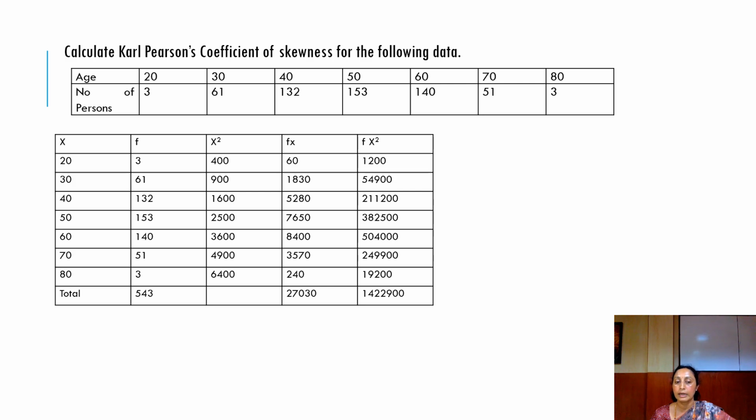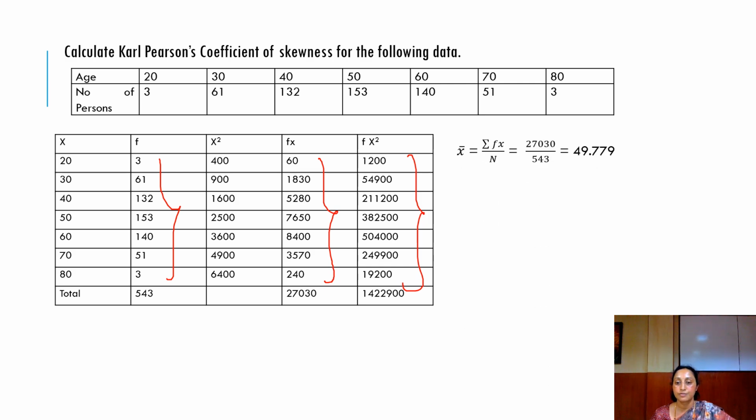Here let us construct a table with x, and f, the number of persons, that is the frequency. Let us find x square, that is 20 into 20, we get 400. 30 into 30, we get 900. Like that, let us find x square of each individual x value, and then multiply f with x and construct a column for f into x. Similarly find f into x square and then find the total of fx square as well as total of fx as well as total of f. This says that there are 543 persons included in this data set.